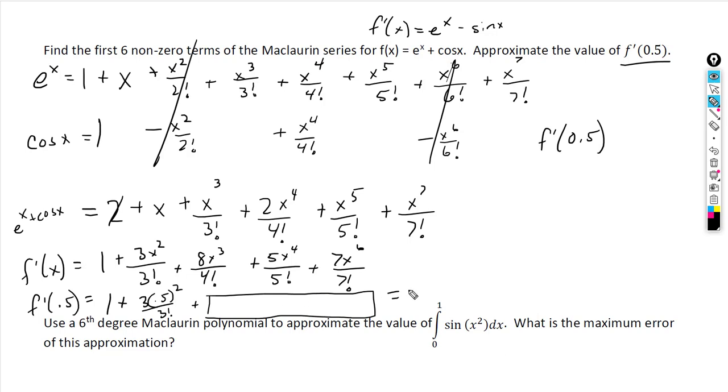And when you do that, you get around 1.169. Now, if you want to do fractions, you can do fractions too, that's fine, but this is about what you get. Okay? Fantastic.